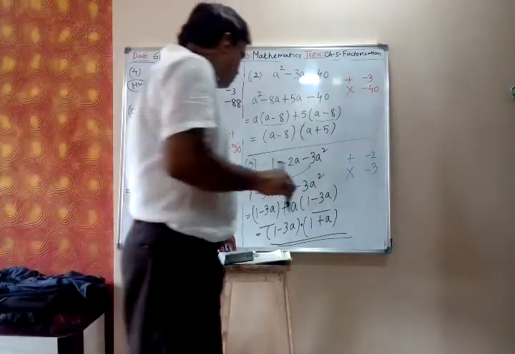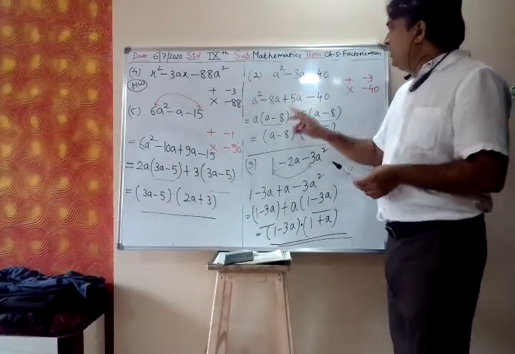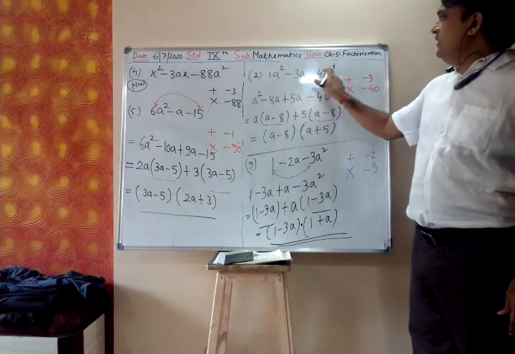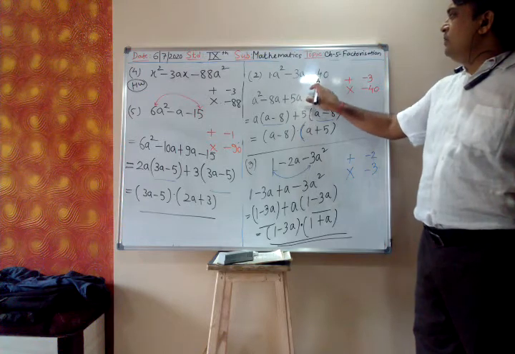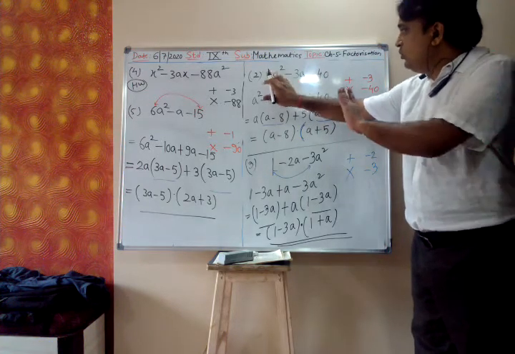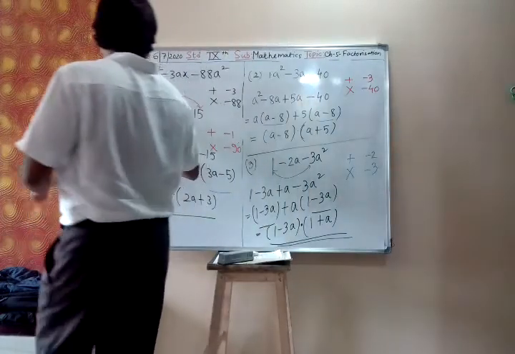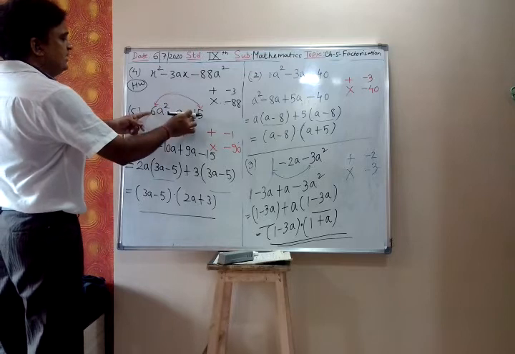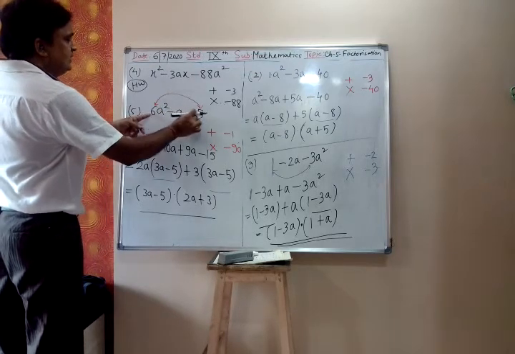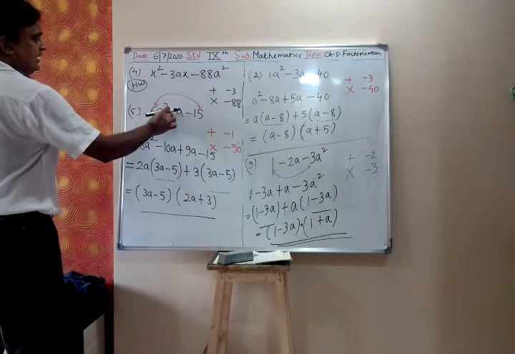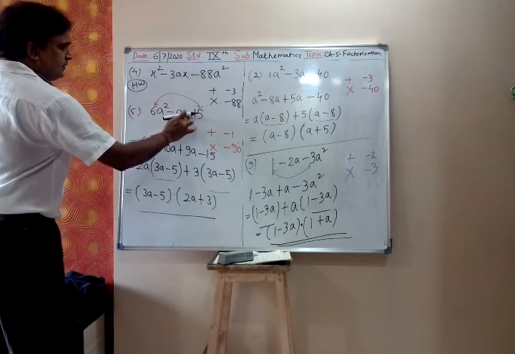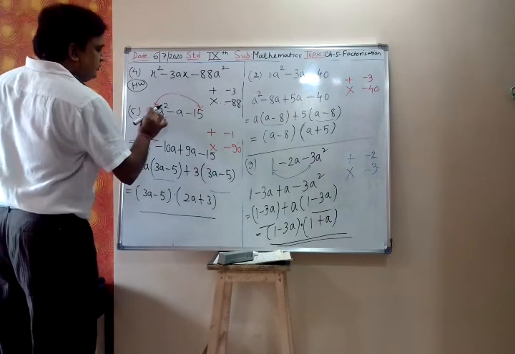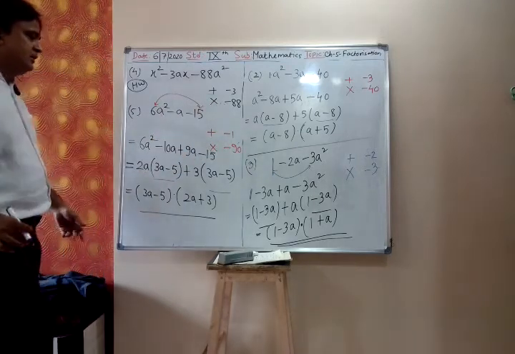So there should not be any confusion in the mind. Whenever the coefficient of a square is 1, I take the last term directly. Multiplication is minus 40. But whenever the coefficient of a square is not 1, it is 6 or some other number, then I will take the multiplication of that coefficient and the last term. So 6 into minus 15 is minus 90. So the addition is minus 1 and the multiplication is minus 90. So minus 10 and 9.